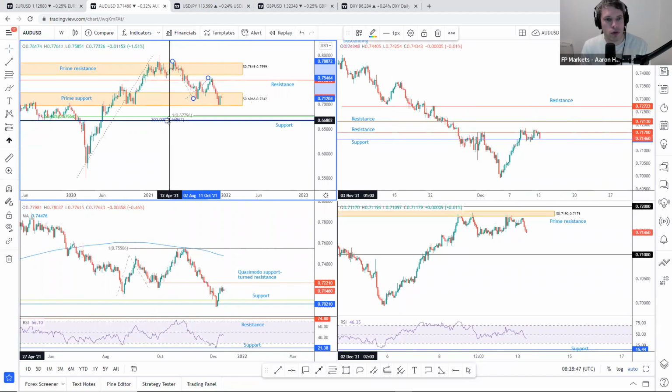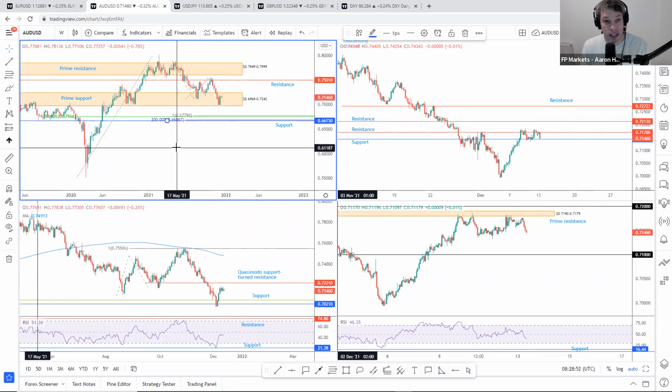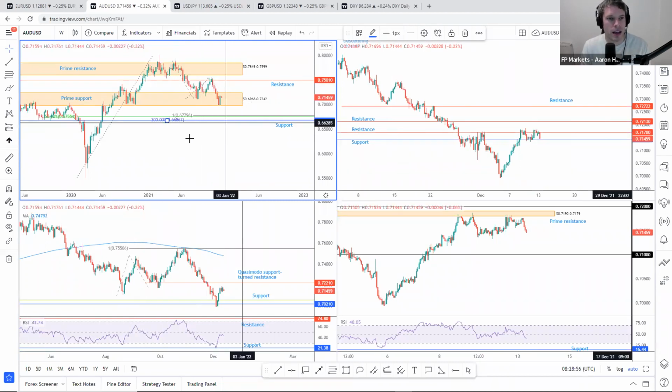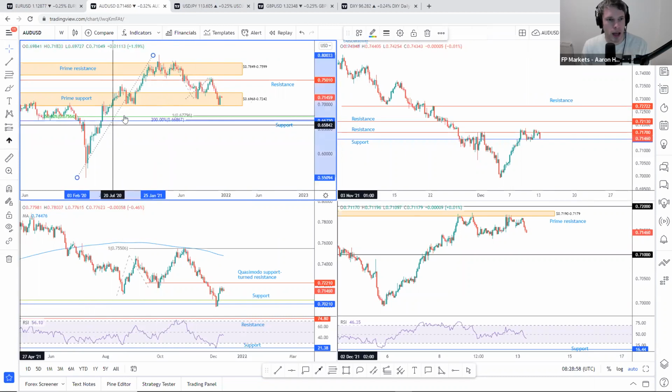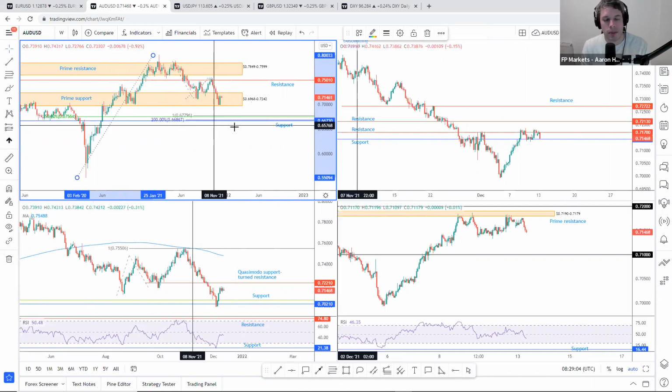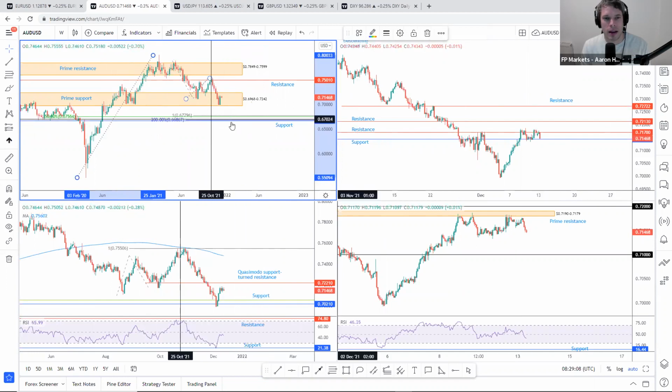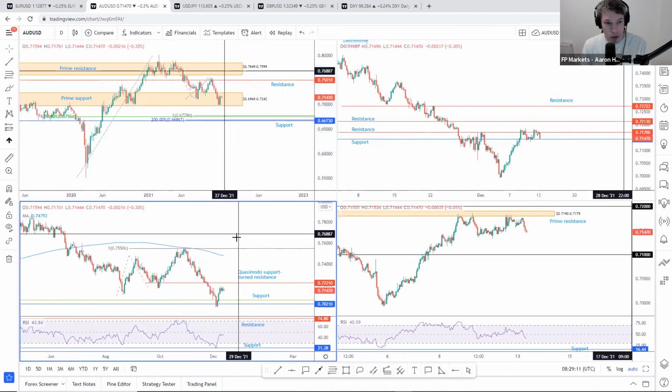We also have a 200%, I believe that's a 200% BC Fibonacci extension at 66.87 within this area, and also a 61.8% Fibonacci retracement at 67.54. So we have a reasonably tight Fibonacci cluster around this area as well. Now onto the daily time frame.